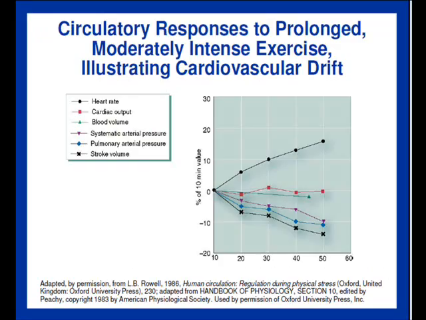So there's an example of some real data here in the lab. We've got exercise in the heat for 50 minutes. And they've measured heart rate, cardiac output, blood volume, arterial pressures, pulmonary pressures, and stroke volume. The ones to look out for here, let's look at heart rate. So this is in the heat, heart rate goes up. They take them every 10 minutes: 20, 30, 40, 50 minutes. For a 50-minute duration in the heat, constant workload, heart rate has gone up.